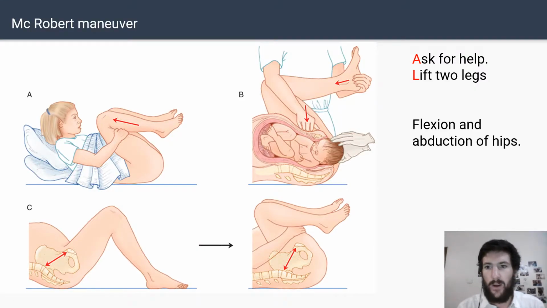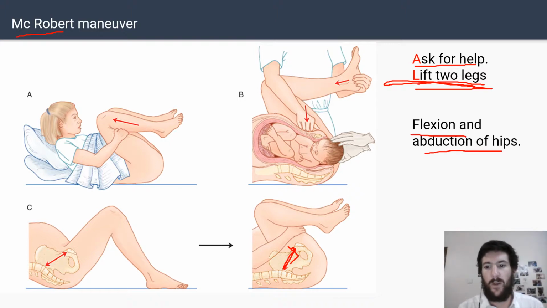So the first maneuver, after asking for help, that is the most important thing, is to lift the 2 legs. When you lift the 2 legs, you increase the anteroposterior diameter for the baby to pass. So this maneuver is called the McRoberts maneuver. It's not important for you to know the name of any maneuver, but you have to memorize and understand the concept of the maneuver because that is the thing that you have to do when you are in front of this complication. So it's flexion and abduction of hips.